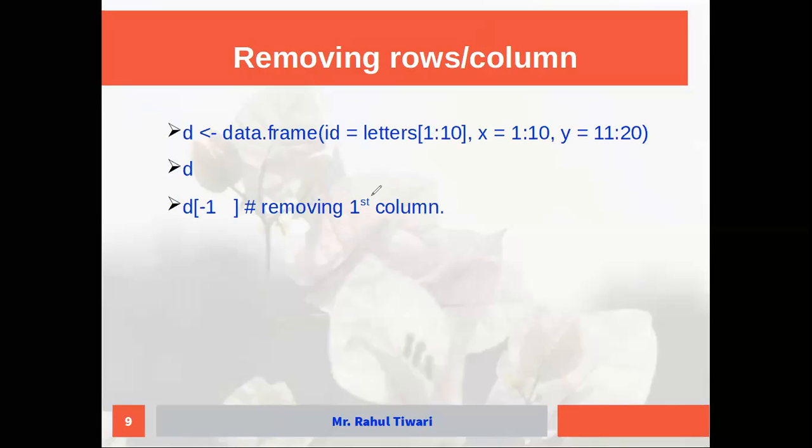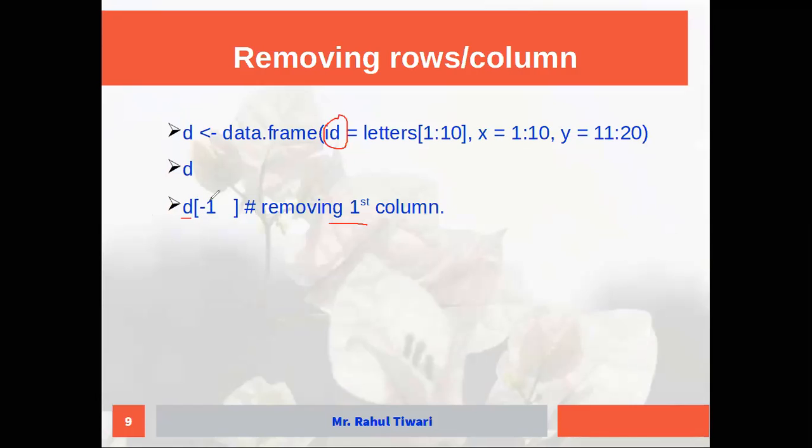Sorry, I am interested in removing the first column. That means I am not interested in ID. I am only interested in X and Y. So what will be the answer? What will be your output? It is D in brackets.